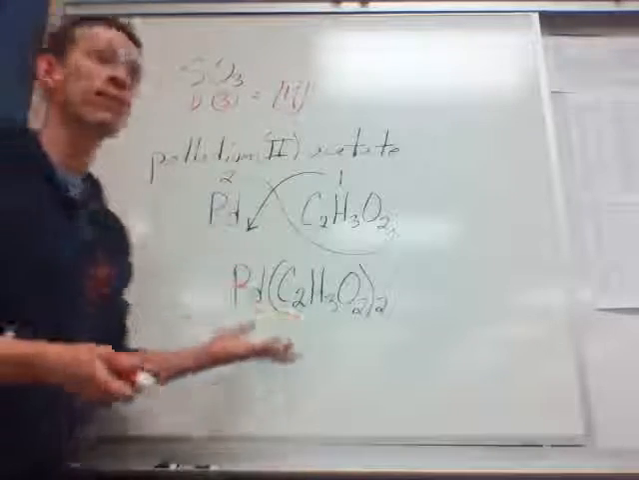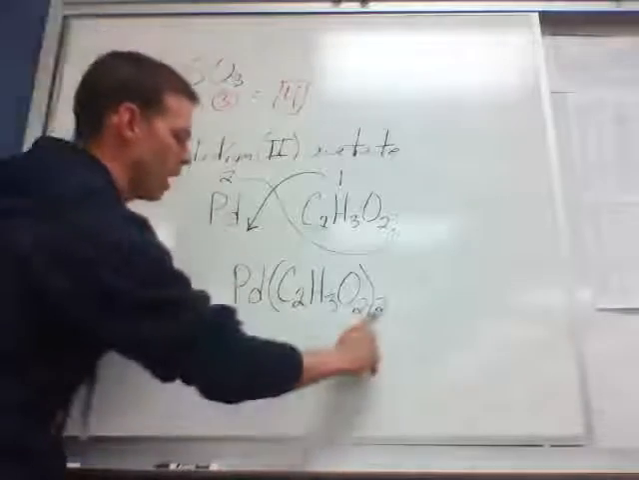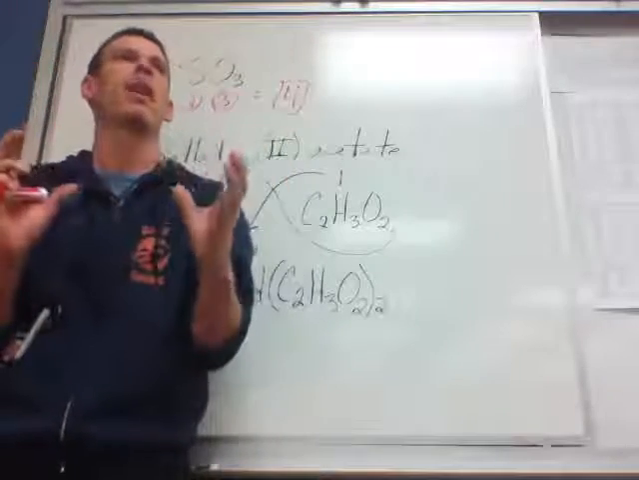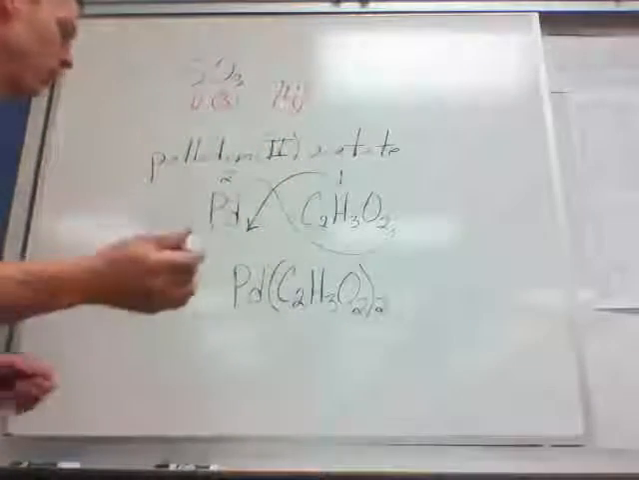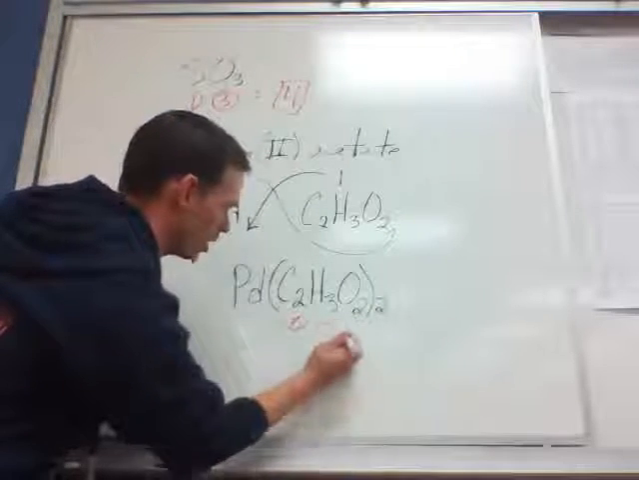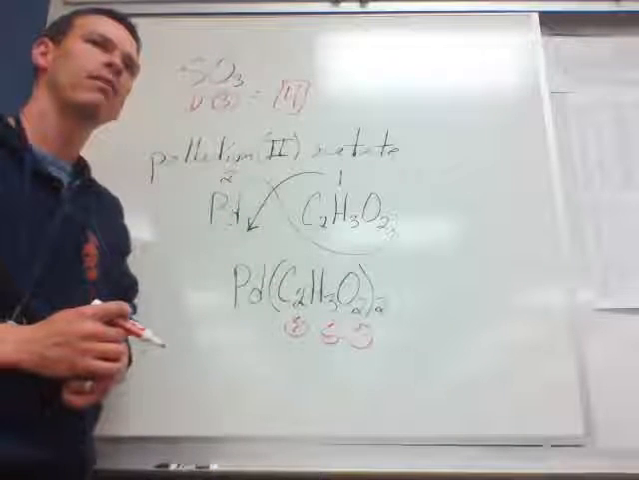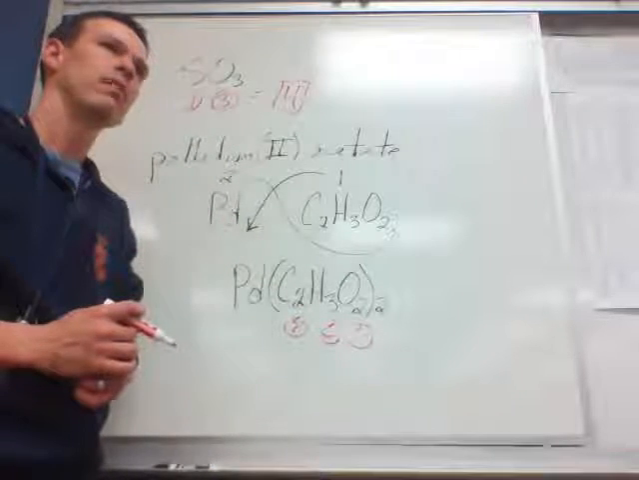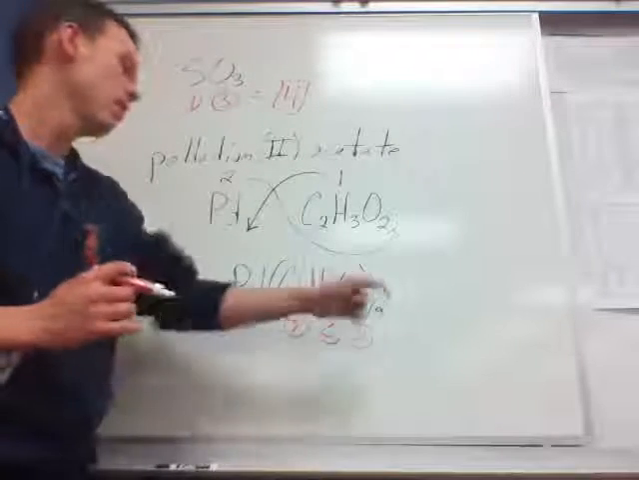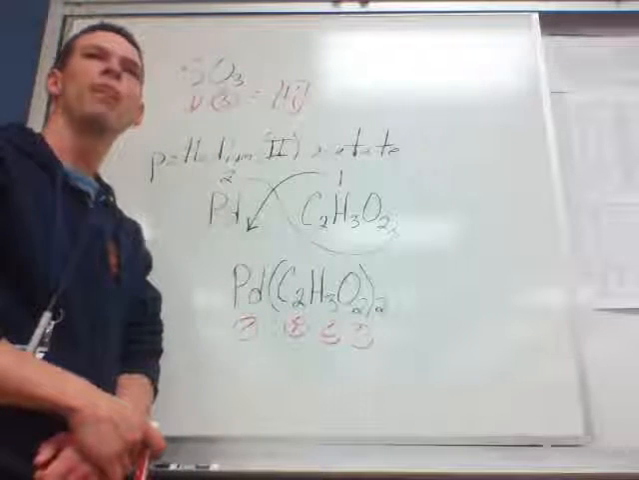Now, we've got parentheses here. The distributive property is in effect. This means that I've got 2 acetates. That means that compound is totally repeated twice. In other words, there's 4 carbons, 6 hydrogens, and 4 oxygens all together. Do you see that? How many palladiums are there? Just 1. That number outside the parentheses, that extra subscript, doesn't affect the palladium.